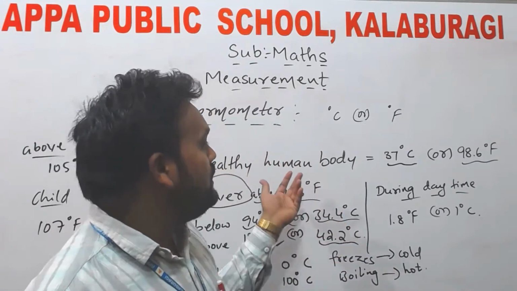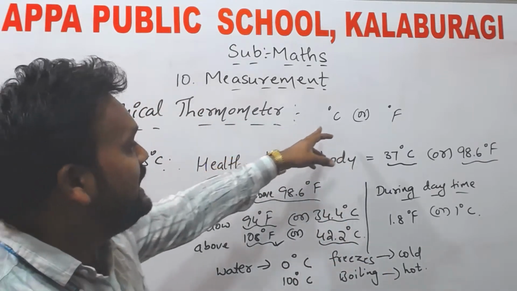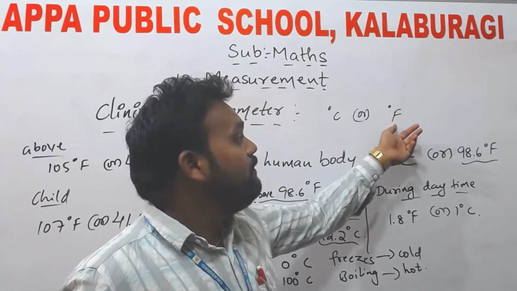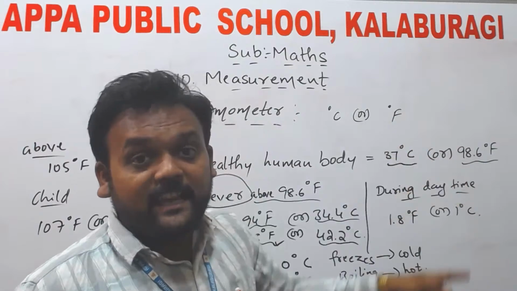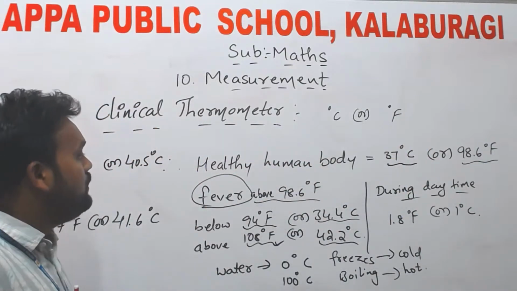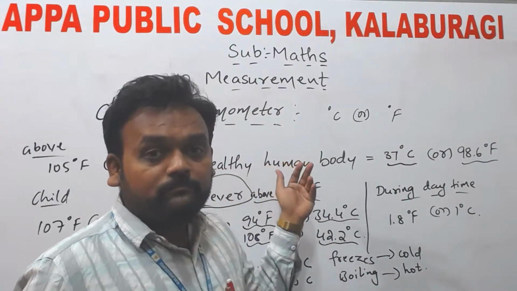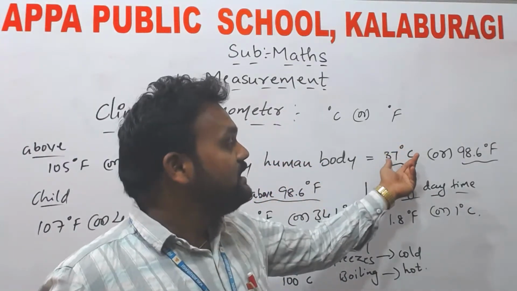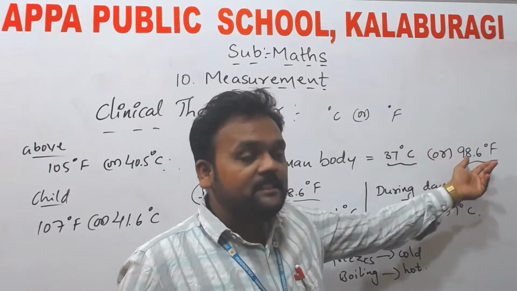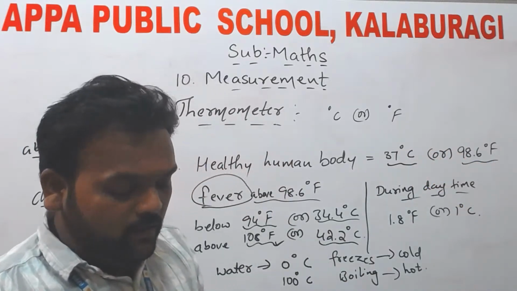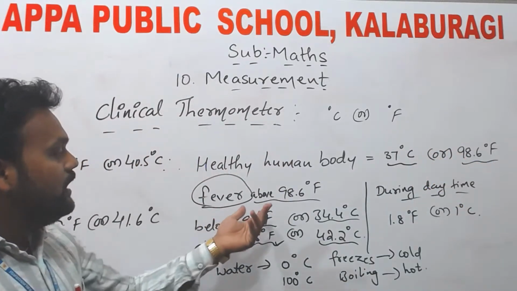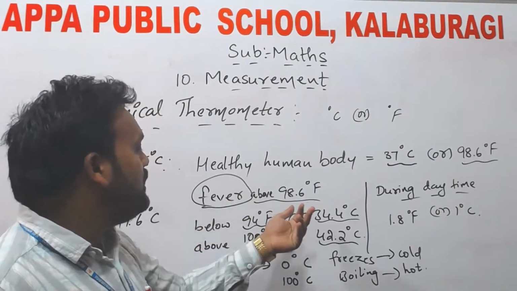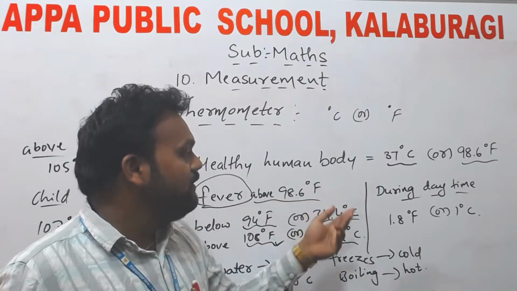We discussed degrees Celsius, which is also called the centigrade scale. Degrees Fahrenheit is called the Fahrenheit scale. We have two scales. Now we discussed the temperature of a healthy human body: it should be 37 degrees Celsius or 98.6 degrees Fahrenheit. If you are suffering from fever, your temperature will be above 98.6 degrees Fahrenheit.